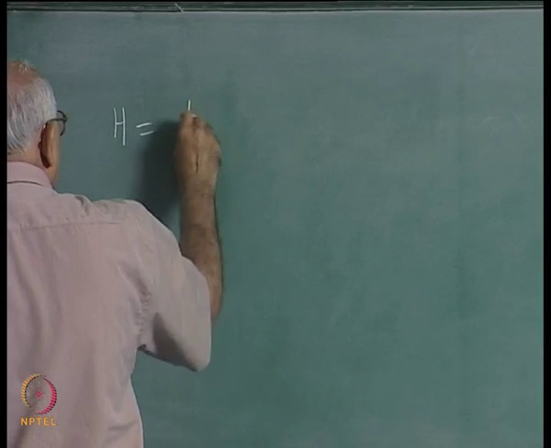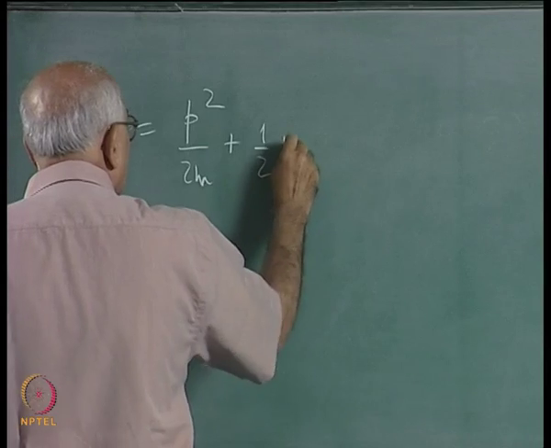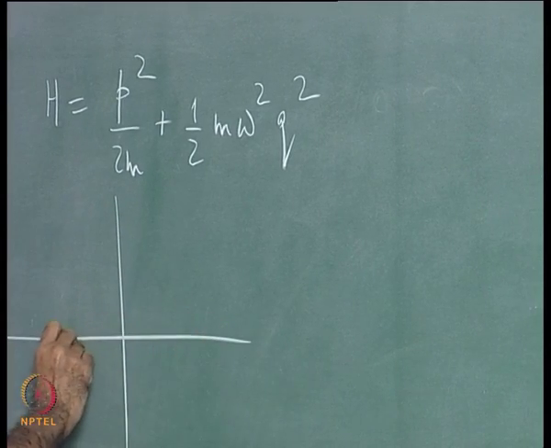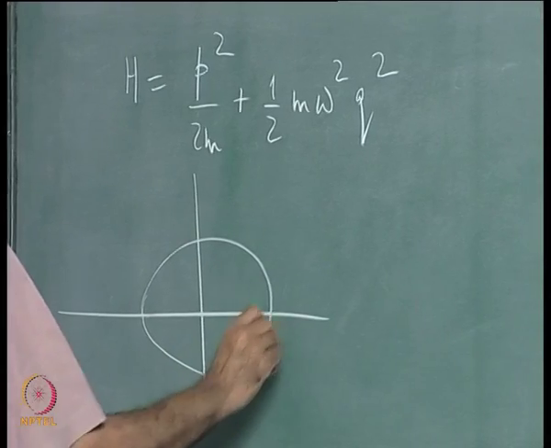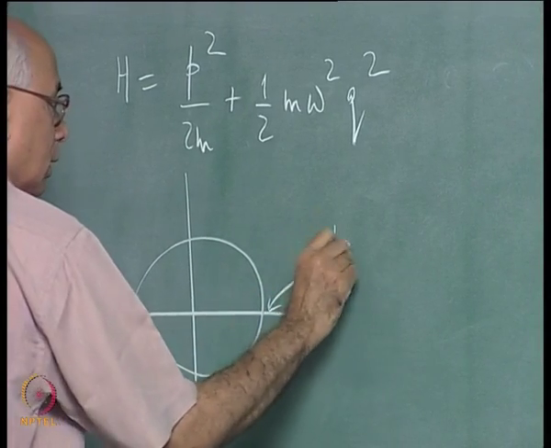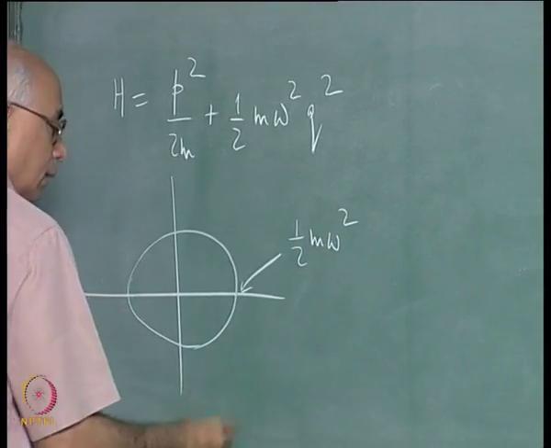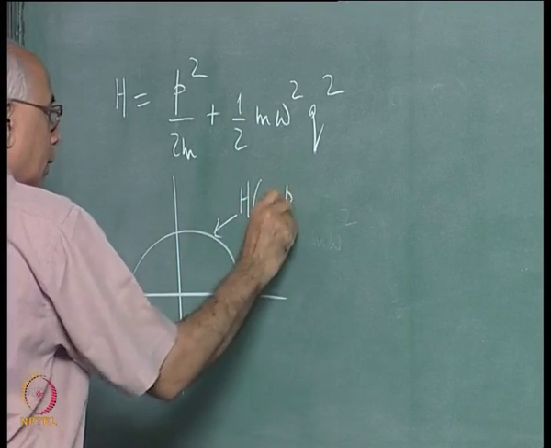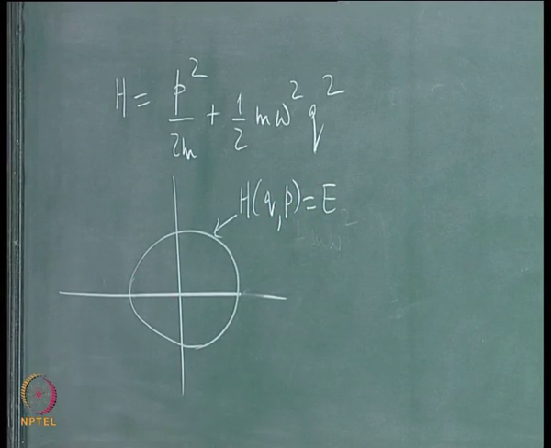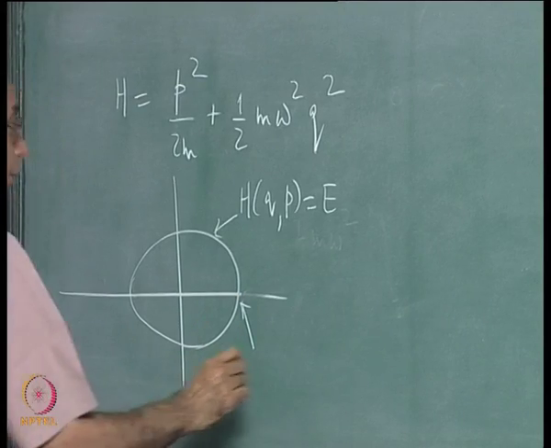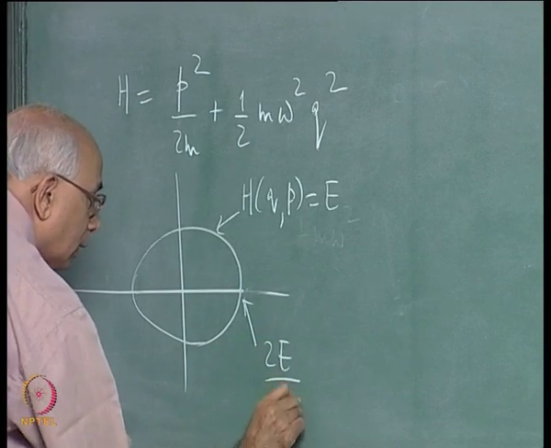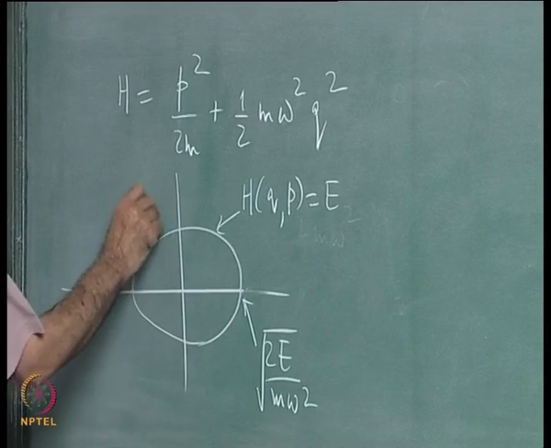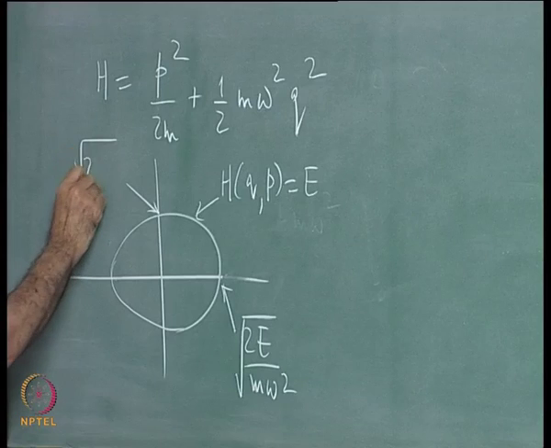For the oscillator, the Hamiltonian is p squared over 2m plus 1/2 m omega squared q squared, and if you took any typical orbit of energy E, then this point here, the amplitude, is found from 1/2 m omega squared q squared equal to E. If on this orbit H(q,p) equals E, that would imply that this particular point is given by the square root of 2E over m omega squared. That is what would correspond to the amplitude, and this point here would be given by the square root of 2mE.